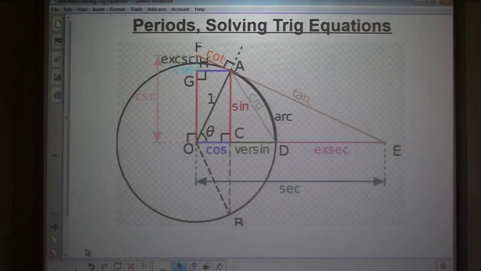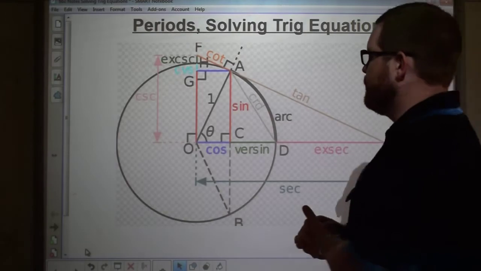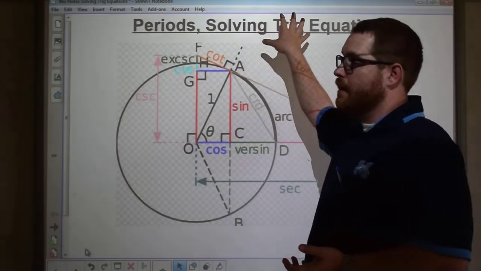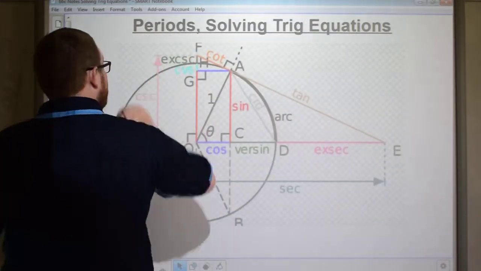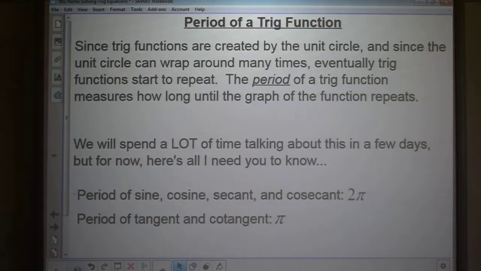Hey everyone, today we're going to talk about solving trig equations. Before we can talk about this, which is a big concept, we have to talk about this, which is a small concept. The period of something is just how long it takes before it starts to repeat.